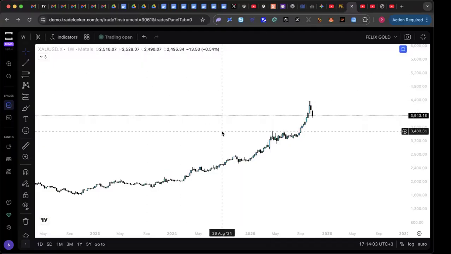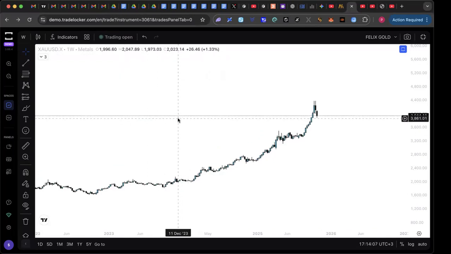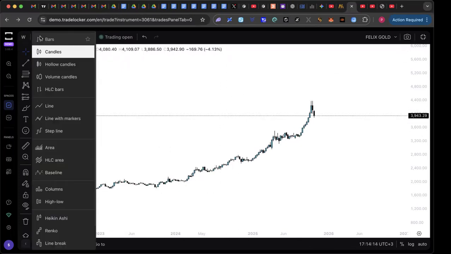All right, so let's quickly look at Felix Confluence trading. Basic top-down analysis, not too difficult. So first of all, what I do is to get my weekly key level.